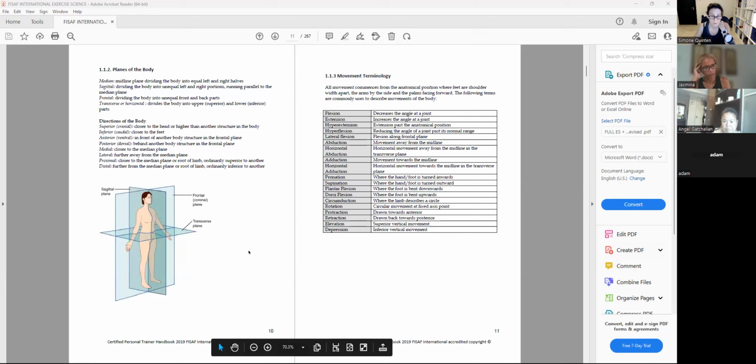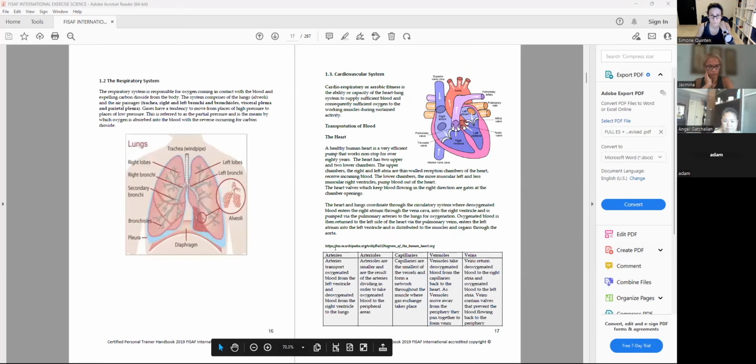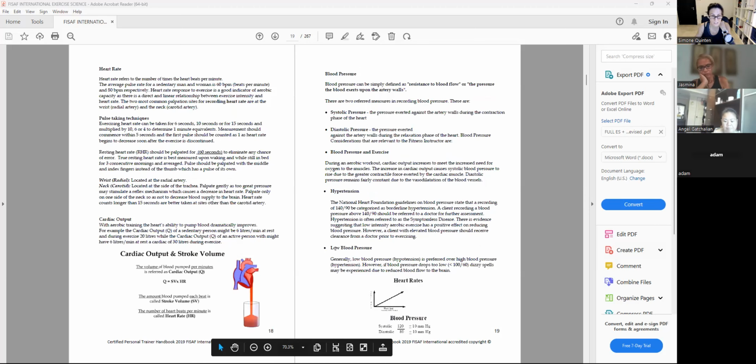So you learned about the planes and why they're important. This is when it comes to programming and to avoid any muscle imbalance. And then we talked about the terminology. Then we talked about the heart and the lungs. We talked about what cardiac output and stroke volume are.